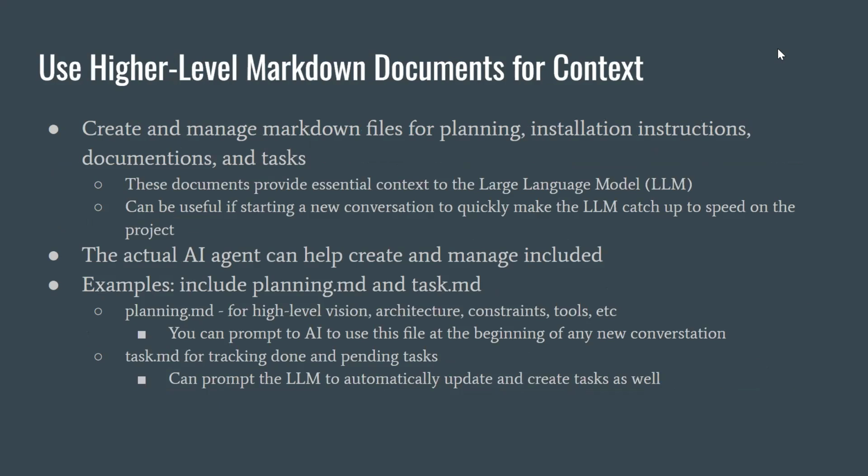And to get started on how to build an AI agent, the first thing you would have to do is use a higher level markdown document for context. What I mean by this is to create and manage markdown files for planning, installation instructions, and documents and tasks. These documents provide essential context to the large language model, or LLM in this case, and they can be useful if starting a new conversation to quickly make the LLM catch up to speed on the project. The AI can help create and manage the included files.